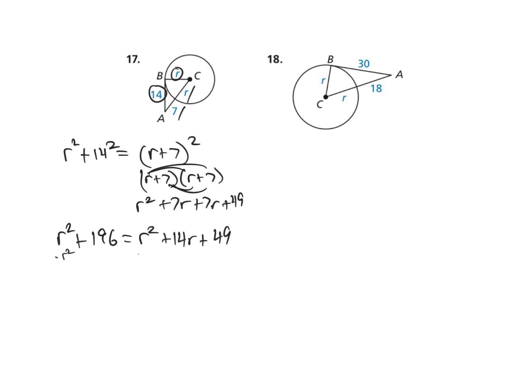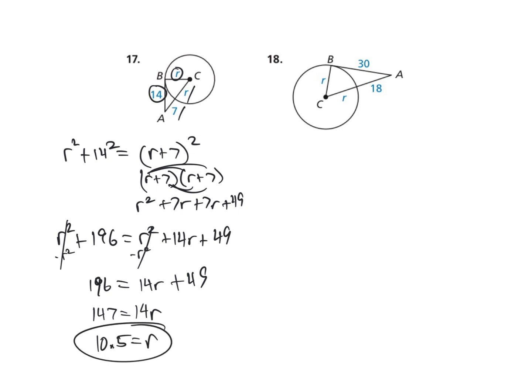Subtract your r squareds, and we get 196 equals 14r plus 49. So 196 minus 49 gives us 147. And we divide by 14, and that's going to give us 10.5. So that's our radius.